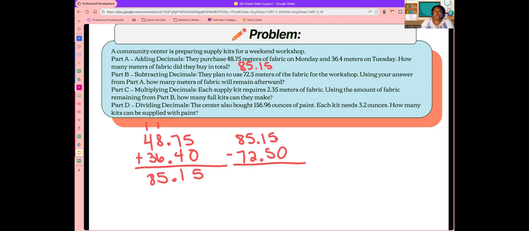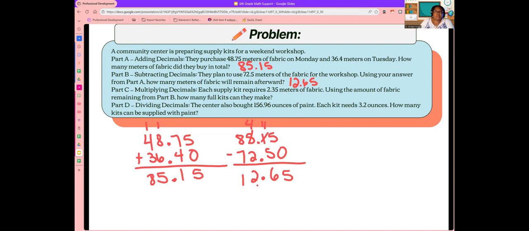Now we're subtracting as usual. 5 minus 0 is 5. 1 minus 5 we cannot do because 5 is larger, so we'll take away from here and change this to 11. 11 minus 5 is 6. Go ahead and bring that decimal in. 4 minus 2 is 2. 8 minus 7 is 1. So when they are done, they will have 12 65/100 left.